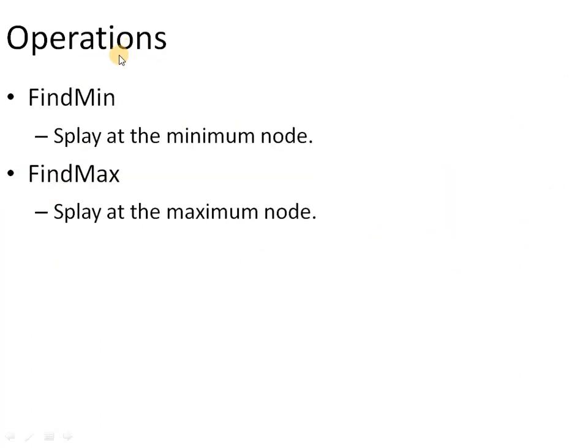Next, we have find min and find max operations. So we know find min, that means we have to visit the left pointer till it becomes null. Similarly, find max means we have to visit the right pointer till it becomes null. So the moment we reach a node whose left pointer is null, we have reached the minimum node. So we have to make that node the root of the tree. Similarly, if we talk about find max, the moment we reach the node whose right pointer is null, we have to make that node the root of the tree.